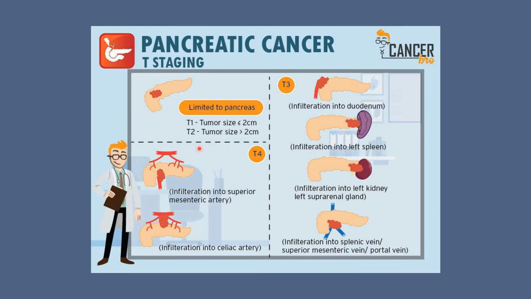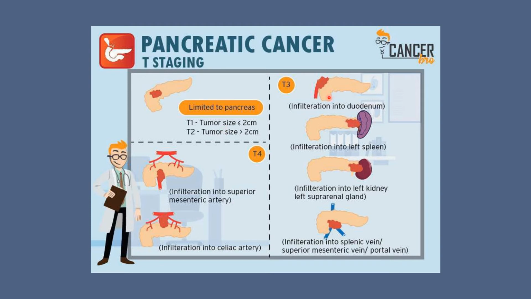Next, we come to staging of pancreatic cancer. Okay, this is the TNM staging. The T staging is T1 and T2, depending on the size of the tumor. Both are limited to within the pancreatic tissue, but are less or more than 2 centimeters in diameter.